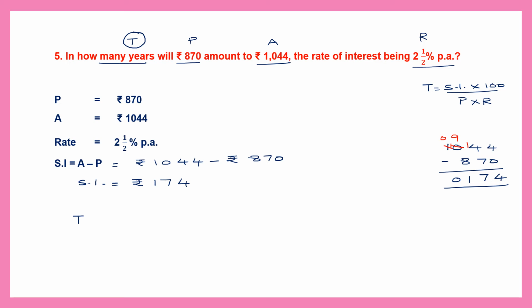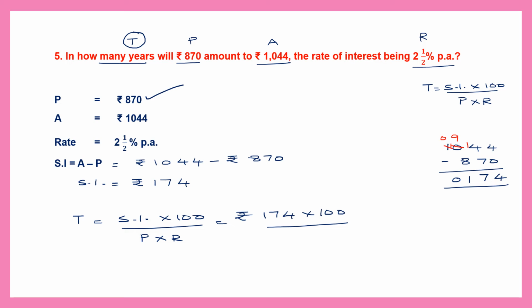Now we can find the time. Time is simple interest into 100 divided by principal into rate. So simple interest is 174 rupees into 100 divided by principal, which is already given to us here, 870, into rate of interest, which is given to us as 2.5% per annum. Now 2.5, let's convert it. So 2 twos are 4 plus 1 is 5, 5 by 2%. So rate is 5 by 2%, which we are going to use here.